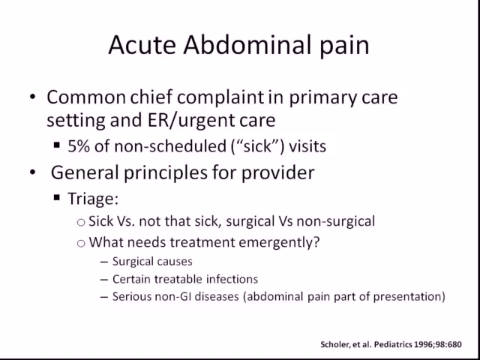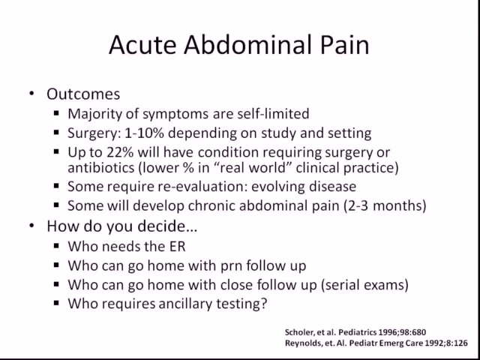There are some general principles for the provider, whether you're in the outpatient setting or in the ER, and these correspond to important ways to triage patients. It's important to recognize sick patients versus patients that are not sick, and surgical versus non-surgical patients. So what do we need to treat emergently? Well, the things that need to be treated emergently are surgical causes, certain treatable infections, and serious non-GI diseases where abdominal complaints are part of the presentation.